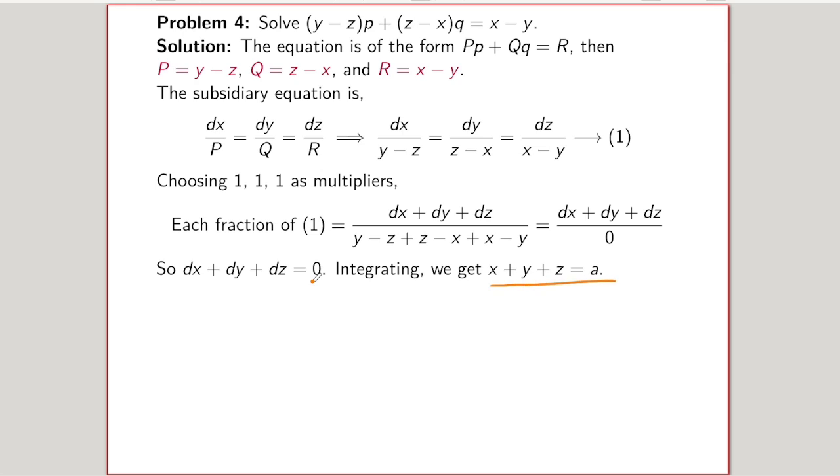Now I have to choose the next set of multipliers. Observe that if I multiply x here, I will be getting xy and xz. So for the next term, here if I multiply y, I'll be getting yx, or it can be read as xy.